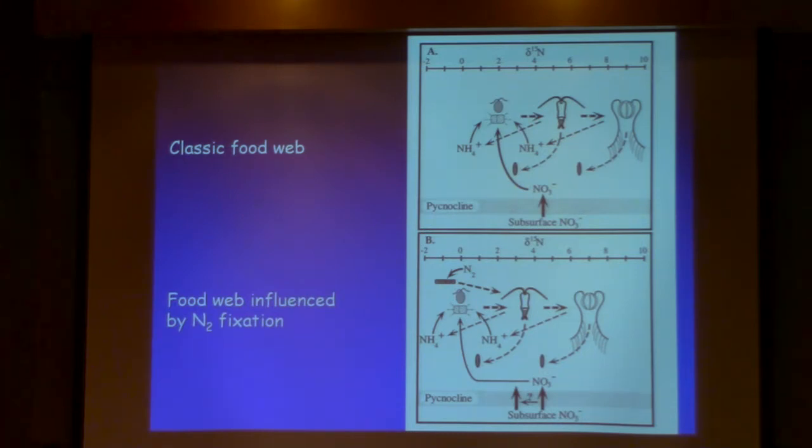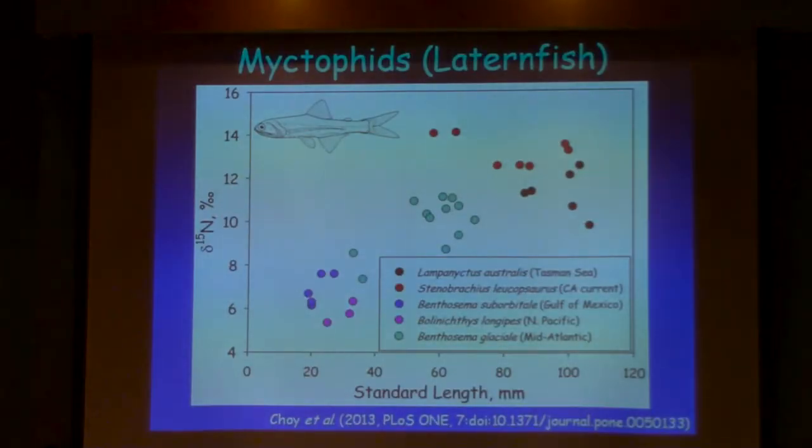The situation is worse in regions where there's denitrification because nitrate is fluxing up here at values of plus 10 per mil, so this whole food web is shifted out here off the screen. So it's really important to nail down what the isotopic composition of production is that's feeding each of these food webs. Okay, so how do you do that?